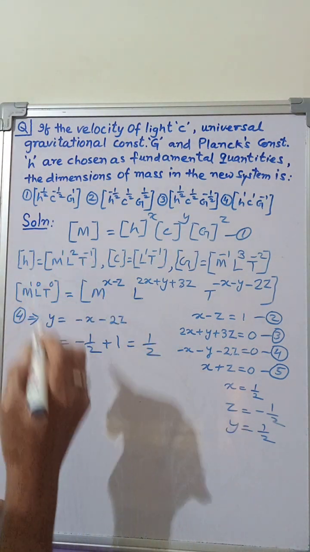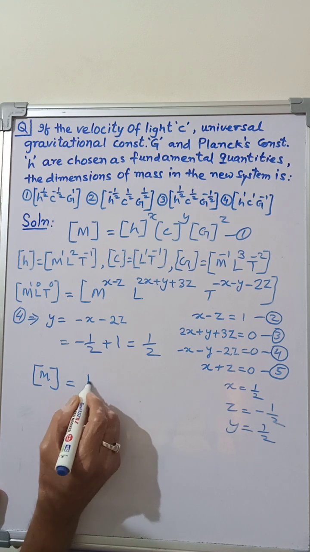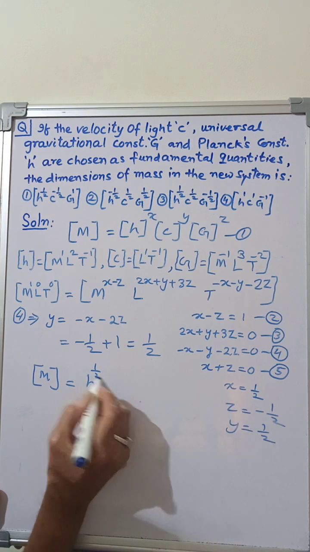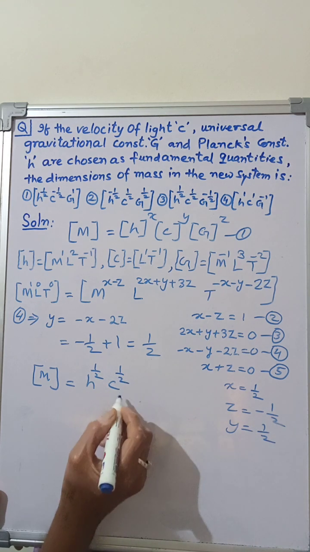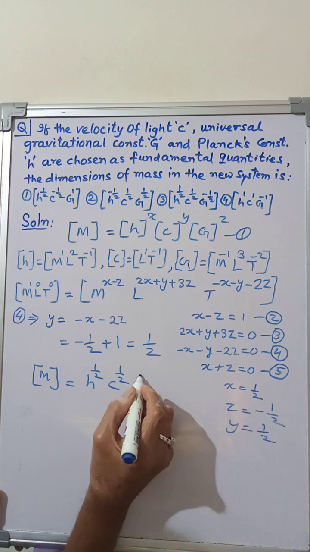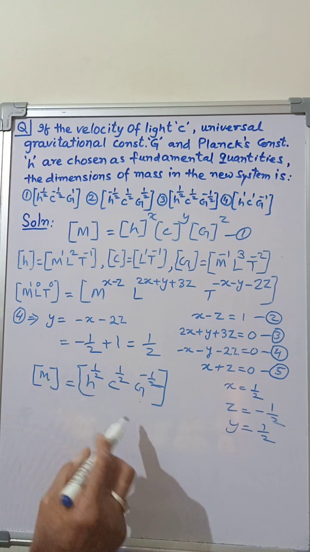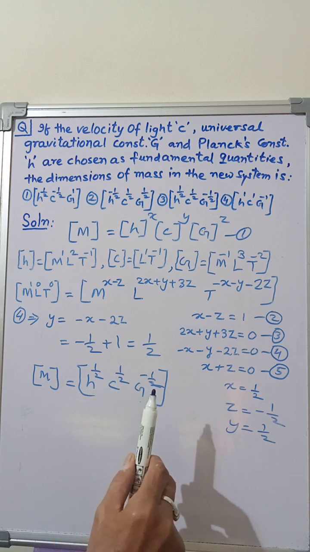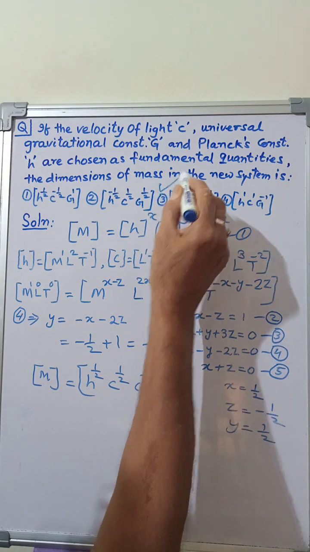Putting the values in equation 1, m is equal to h to the power x, x is half, c to the power y, y is half again, and G to the power z, that z is minus half. So this is the answer to the question. Now one can easily see which one is the correct option. Half, half, minus half. Option 3 is the correct option.